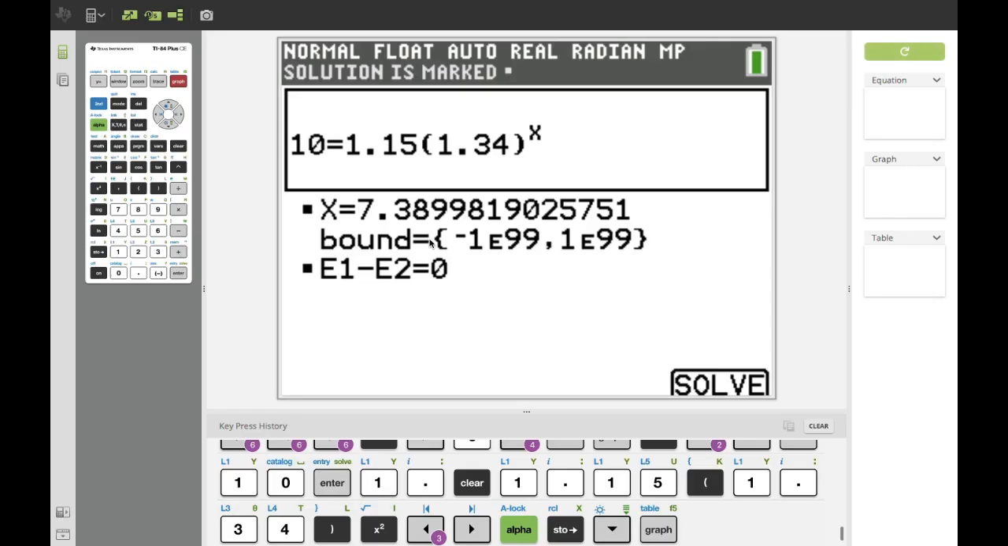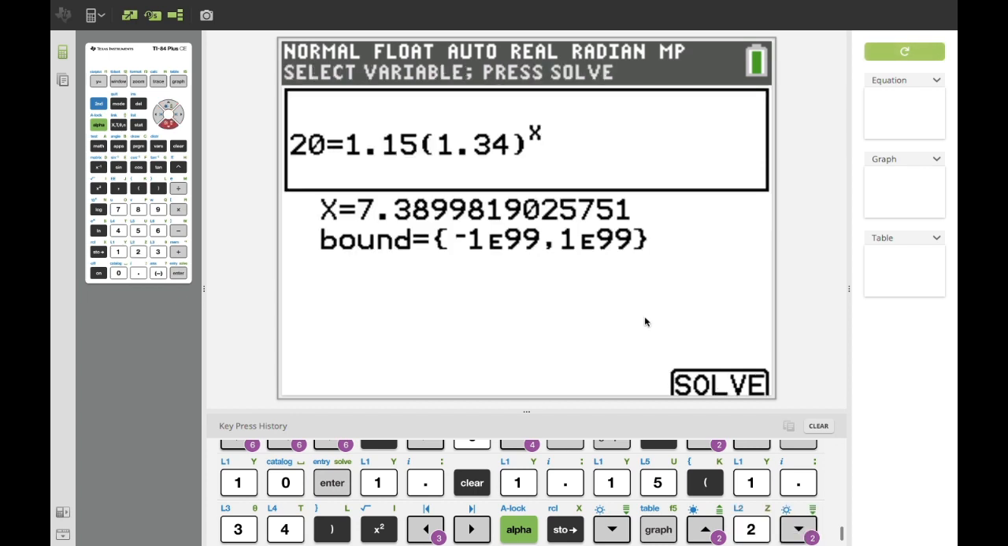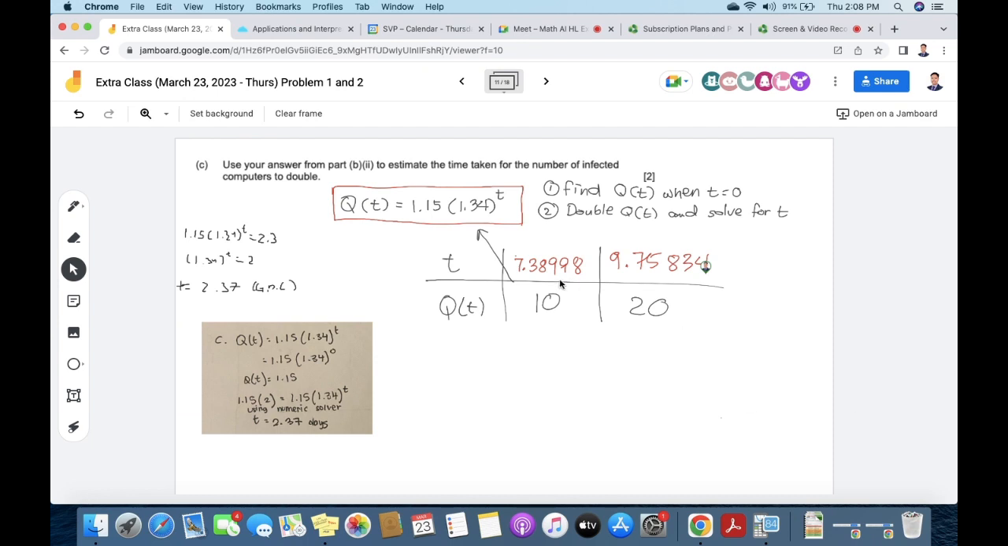What's the other value of y again? 20. Okay. So again, this is just hypothetical because we just wanted to check what happens to the time when it's doubled. Okay. So I'll graph again. I got 9.75834. These are the values that we've got.